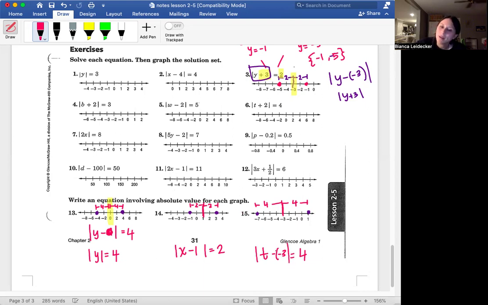Well, t minus -3 can also be written as t plus 3. And so when there's a double negative, rewrite it as adding the positive. Condense that double negative into one operation symbol. So your equation for this graph is that the absolute value of t plus 3 equals 4.